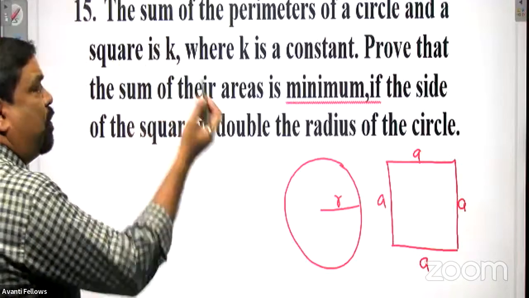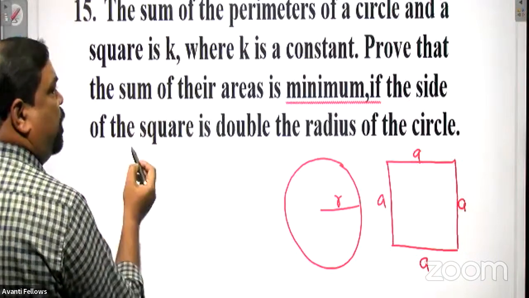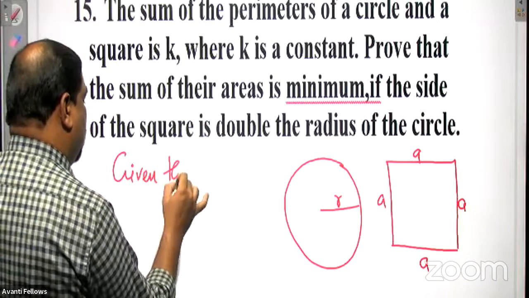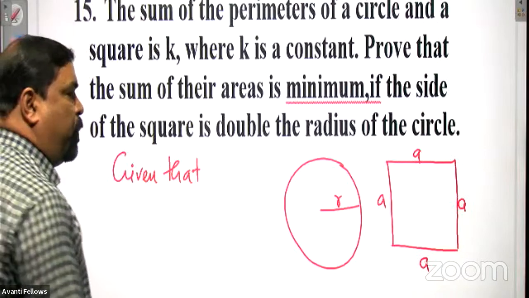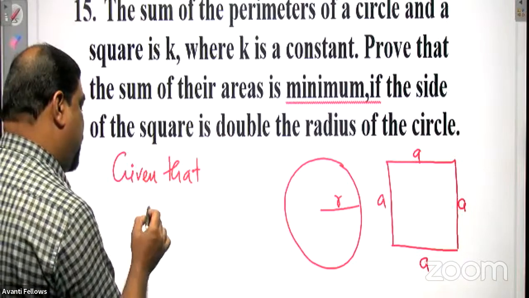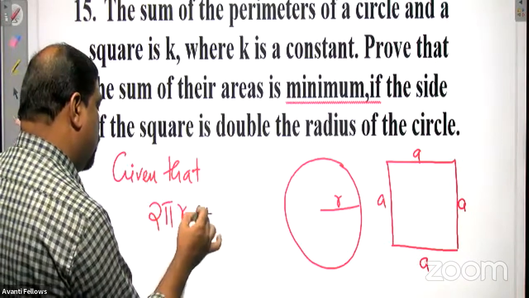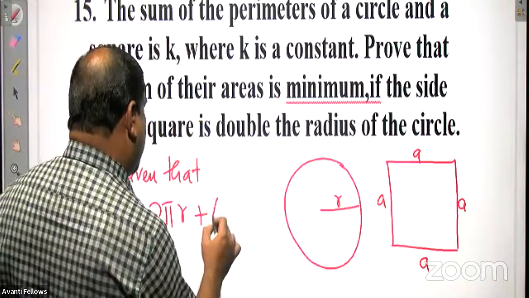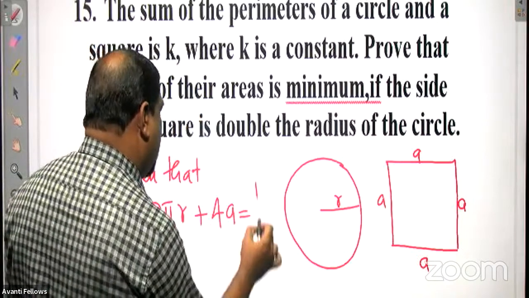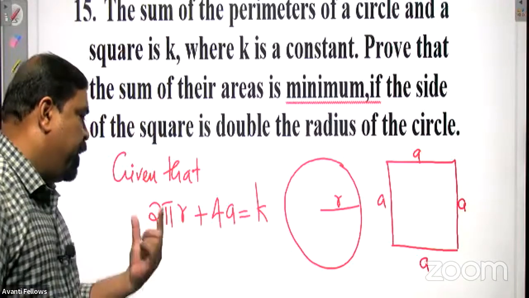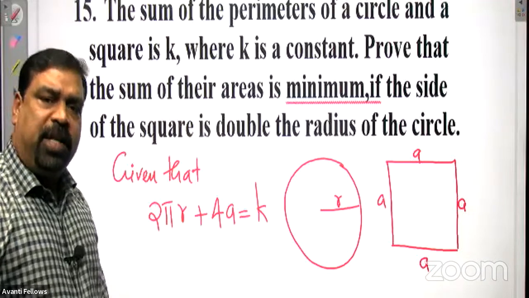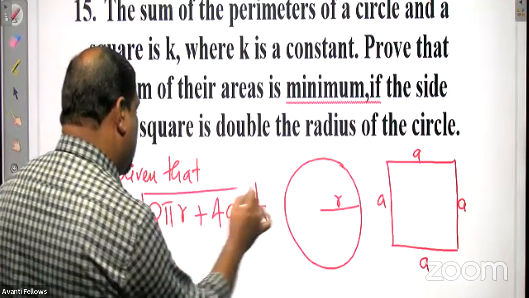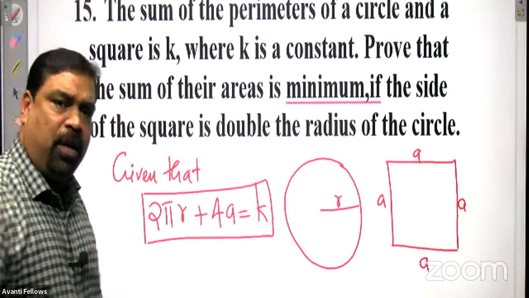Then what is given? The sum of their perimeters is a constant. So given that, the perimeter of the circle, everybody knows, is 2 pi r. And the perimeter of the square is 4a. And that is given a constant equal to k. 2 pi r plus 4a is equal to k, where k is a constant, remember. You can name it equation 1. We have to use this equation later.